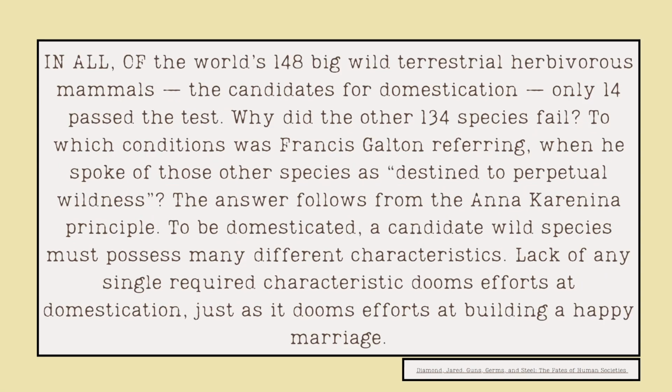Of all the world's 148 big wild terrestrial omnivorous mammals, candidates for domestication, only 14 passed the test. Why did the other 134 species fail? To which conditions was Francis Galton referring when he spoke of those other species as destined for perpetual wildness? The answer follows from the Anna Karenina principle. To be domesticated, a candidate wild species must possess many different characteristics. Lack of any single required characteristic dooms efforts at domestication, just as it dooms the efforts of building a happy marriage.